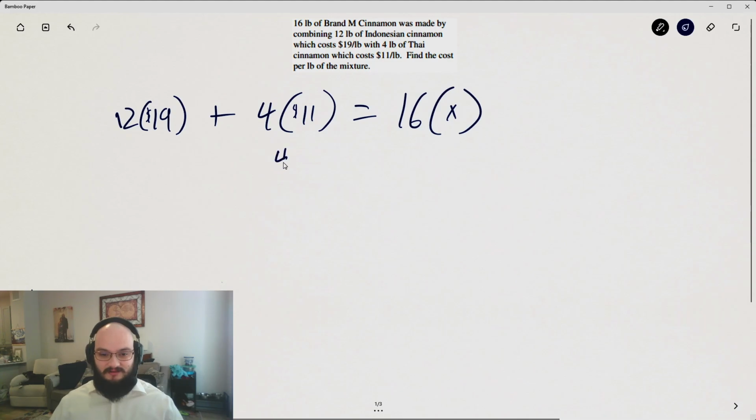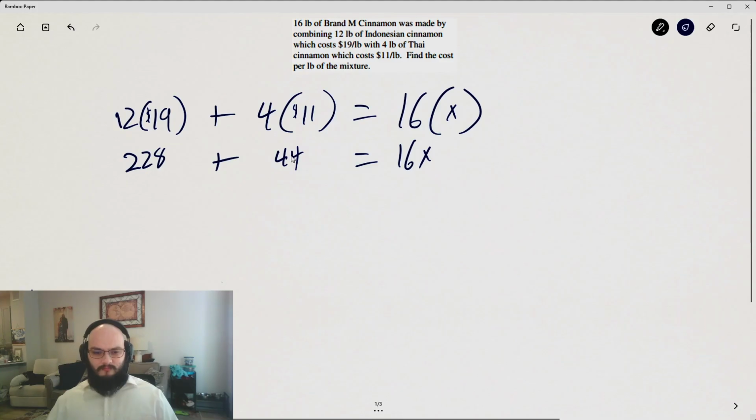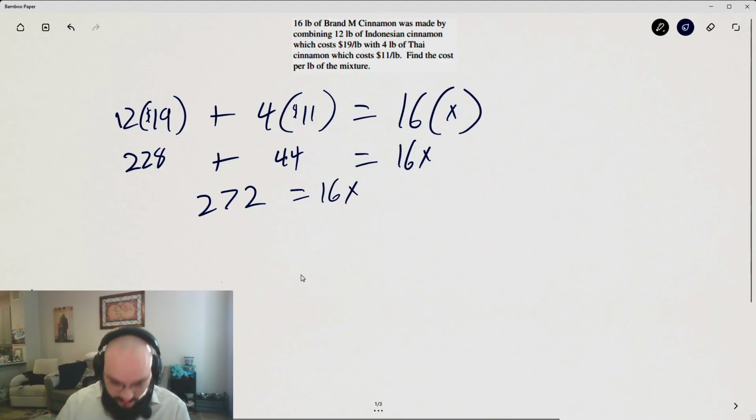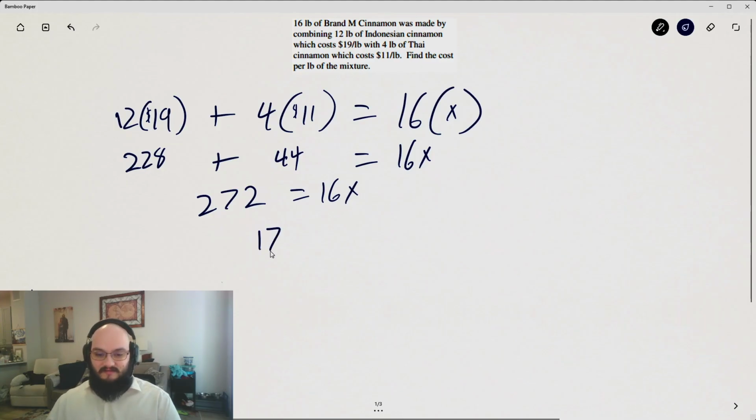So 4 times 11 is 44. 12 times 19 is 240 minus 12 is 228. And that's equal to 16x. Add these together, we have 272 is equal to 16x. And then we divide, and I can't do that division in my head, so let's do 272 divided by 16 is equal to 17. And that is our final answer.